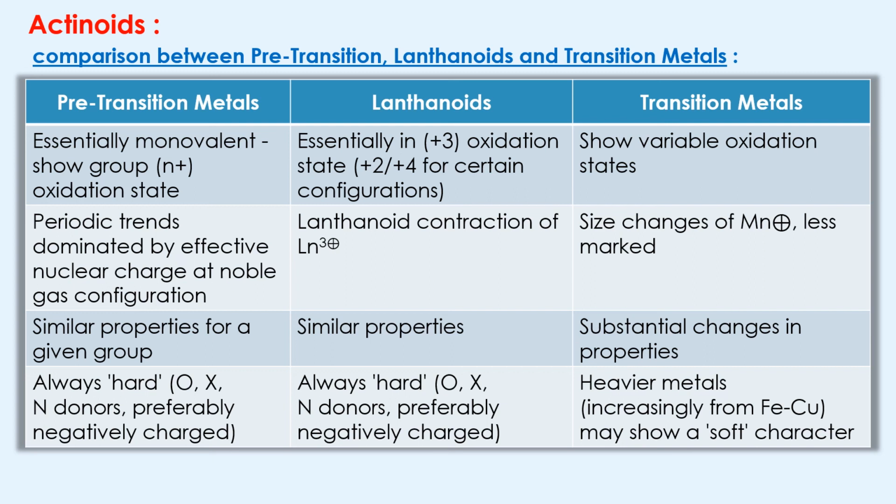Second is the periodic trend, dominated by effective nuclear charge at a noble gas configuration. But for lanthanoids you can see the lanthanide contraction. For transition metals, the size changes from manganese onward. Next, similar properties for a given group, then similar properties for lanthanoids also, and substantial change in a property. Now next, here they are always hard and they are heavier metals.